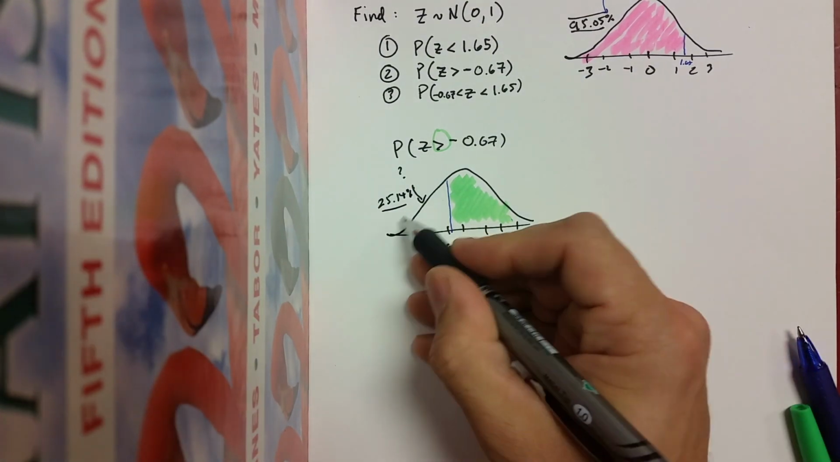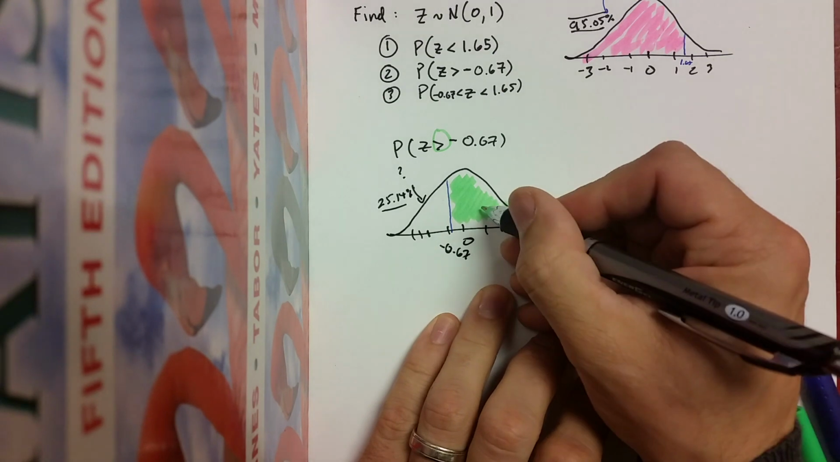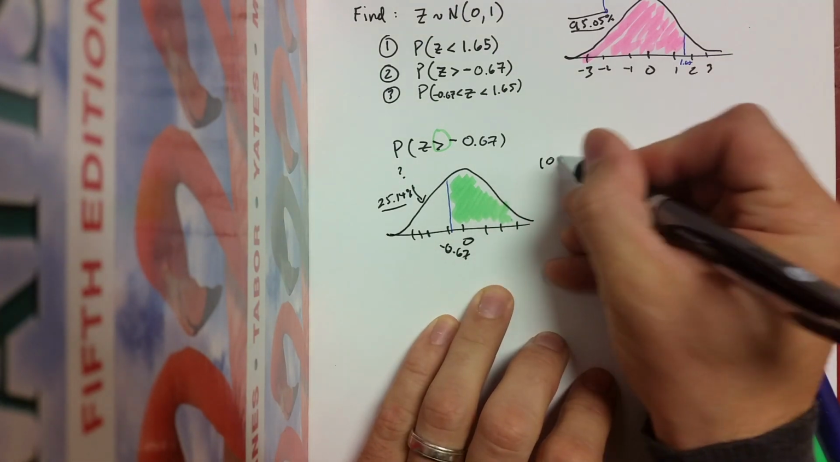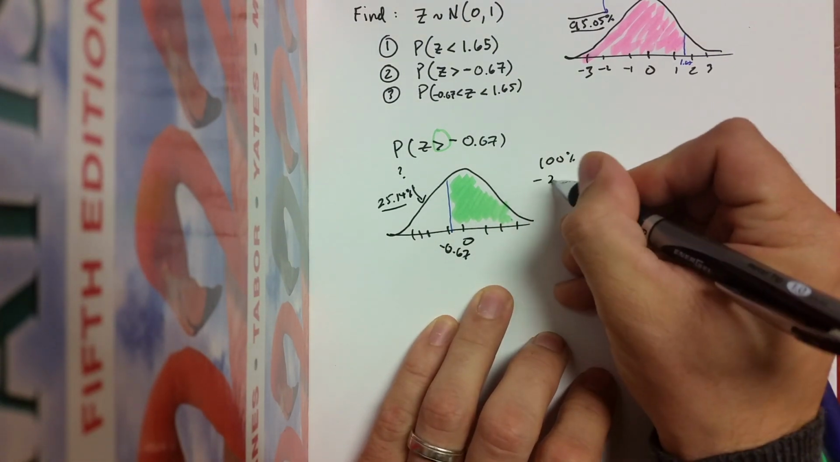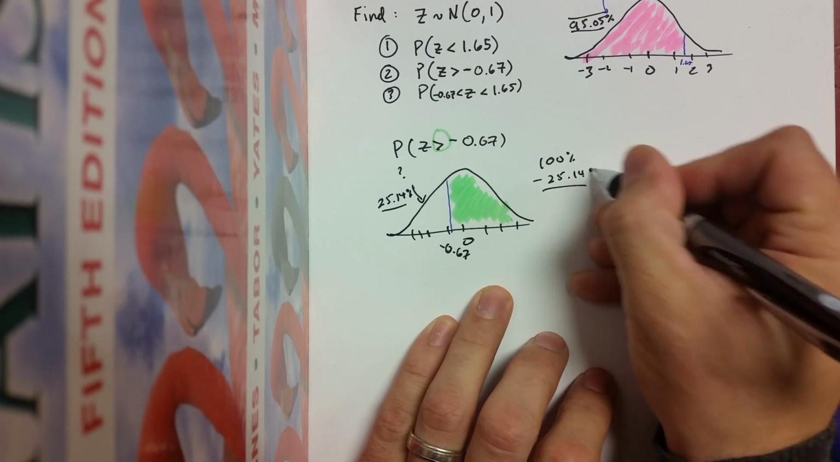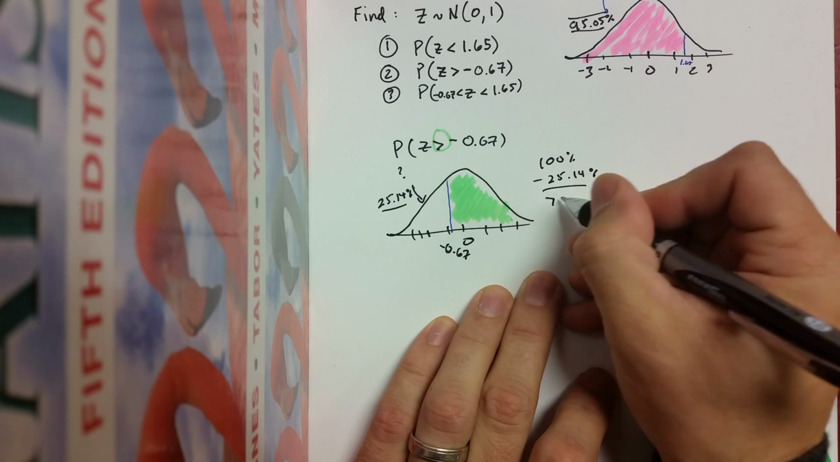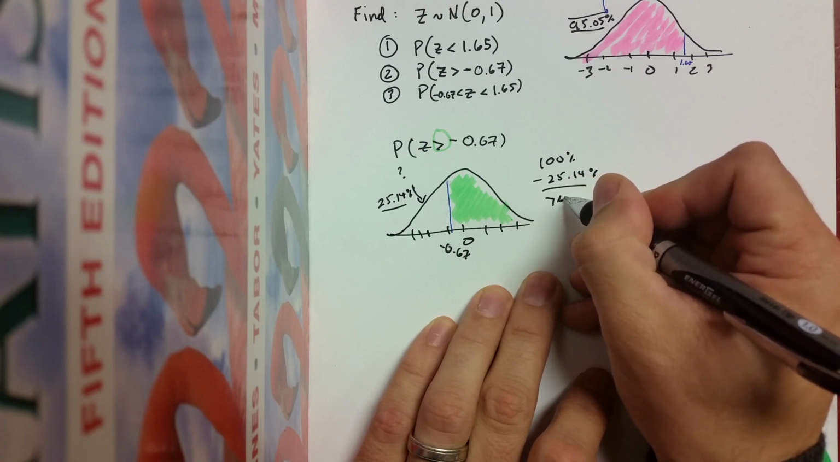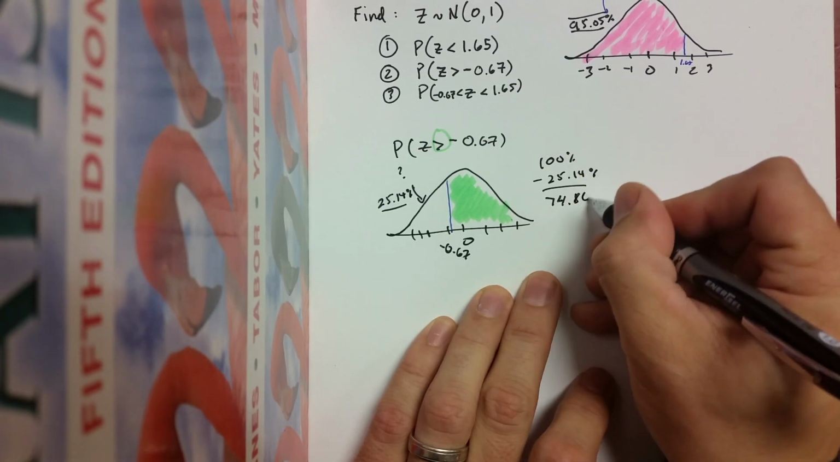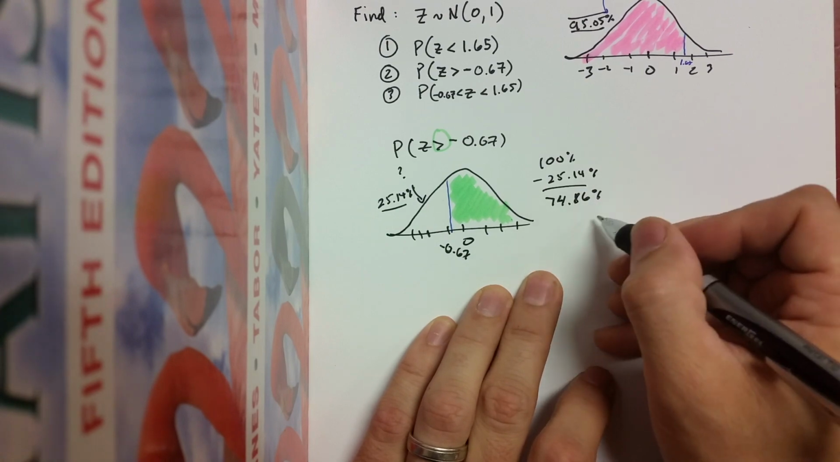Okay, well, if that's 25.14%, then what's this? Of course, that's just 100% minus 25.14%, which is a number. Let's see if I can do math. So that would be, what, 74.86%? No calculator. Giddy up, right?